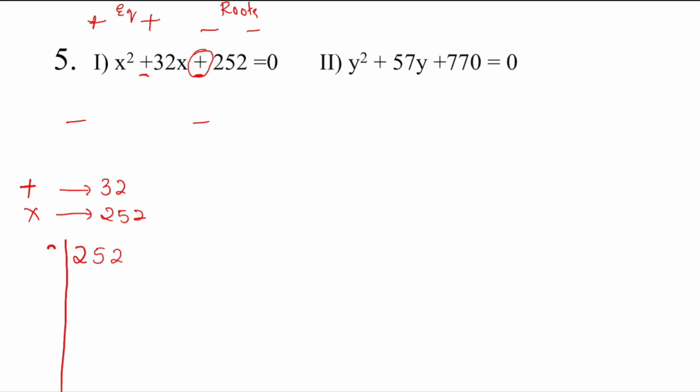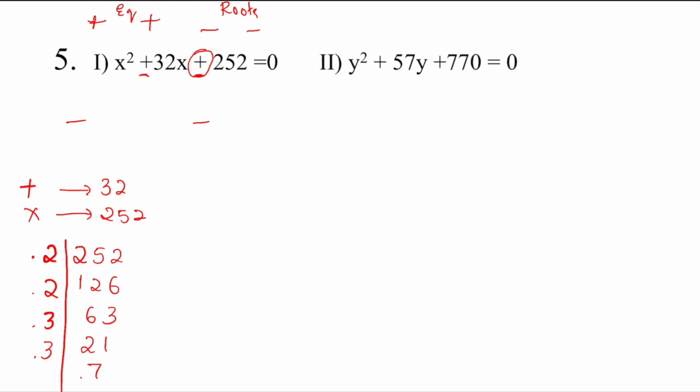Always start with a small number. 2 1s are, 2 2s are, 2 6s are, 2 3s are, 3 2s are, 3 7s are. Further you cannot do. Okay, so 7, 3, 3, 2, 2 are the factors of 252.